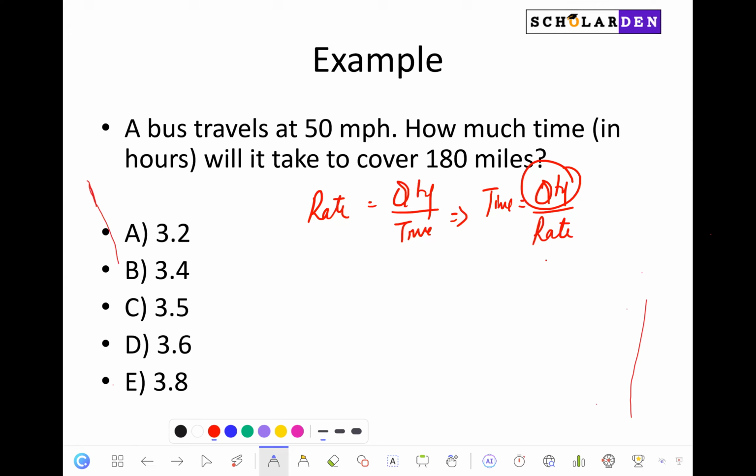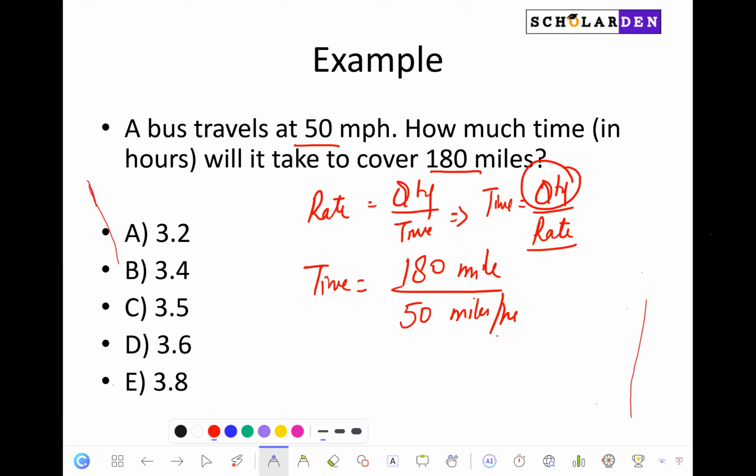What is the quantity being discussed over here? The quantity is this distance, which is 180 miles. What is the rate being discussed? The rate is the speed of the bus that is traveling. So if we were supposed to find the time, we take the quantity, which is 180 miles, and divide it by 50 miles per hour.